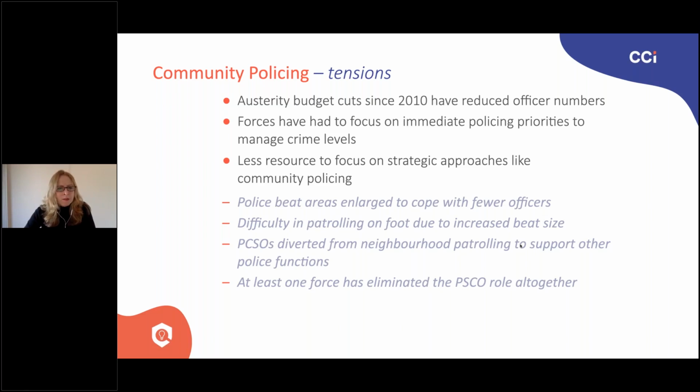What we've really seen is that police beat areas have been enlarged because there have been fewer officers to patrol, and they're also more likely to patrol bigger areas, probably in vehicles, so that they can actually respond to incidents as well. PCSOs are also being diverted from their neighbourhood patrolling to support other police functions. And we know of at least one police force that they've actually eliminated the PCSO role altogether.